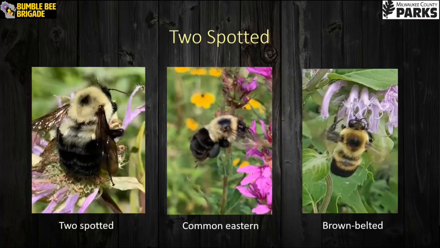The two-spot can be confused with the common eastern and brown-belted if you don't get a good look at T2, so do your best to capture an image of that. And I do have this picture of a queen two-spot here, just to show that sometimes the W can be a little more subtle on certain bees rather than others.